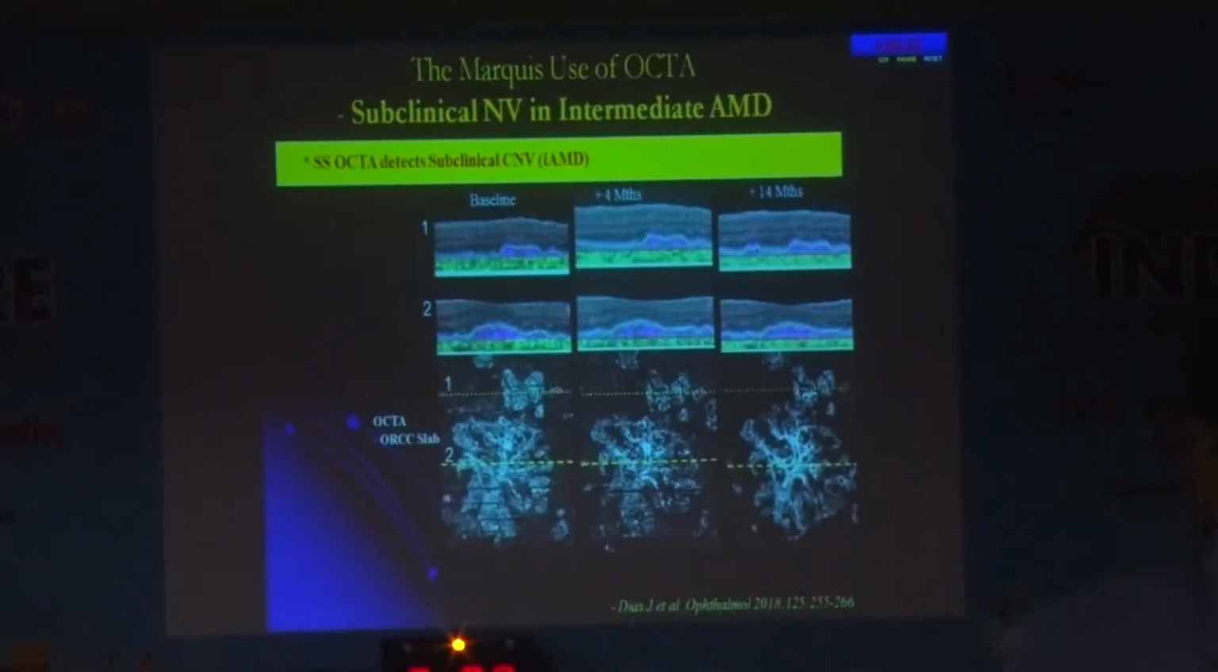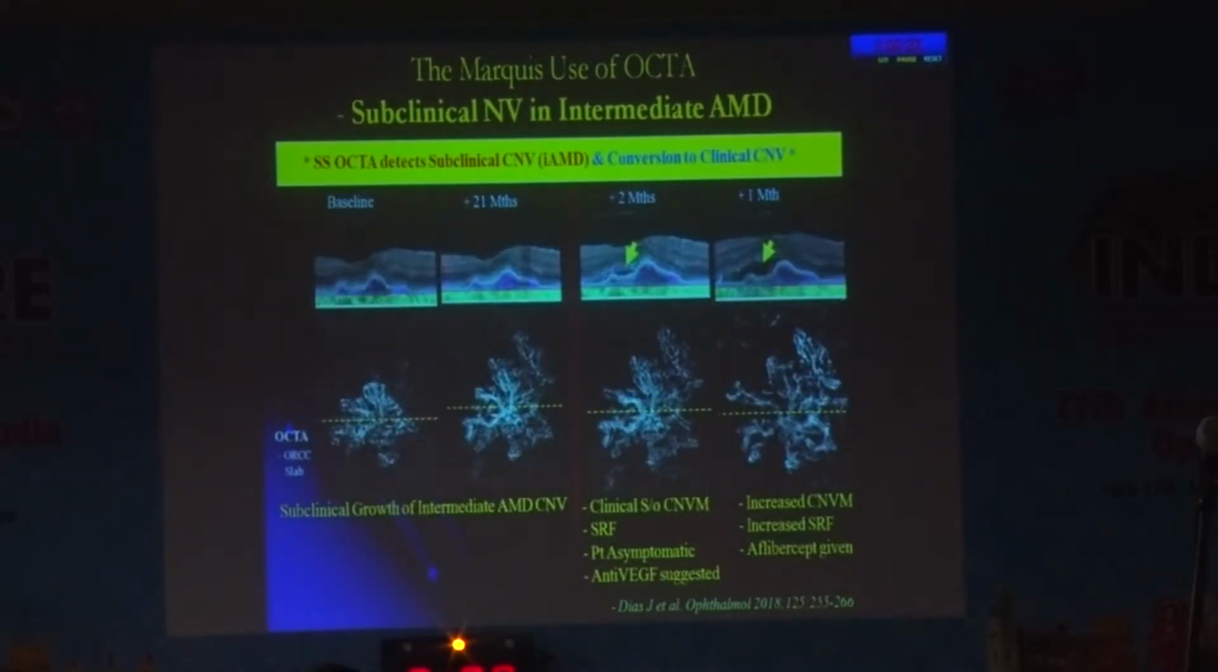So this is an example. This is a swept source OCT showing the subclinical CNVM at baseline. The lesion you see here is there, and then 4 months later you see it becoming more intense, and then 14 months later you see how the subclinical CNVM is progressing. The patient is asymptomatic throughout. This is an example showing why this is important to look for.